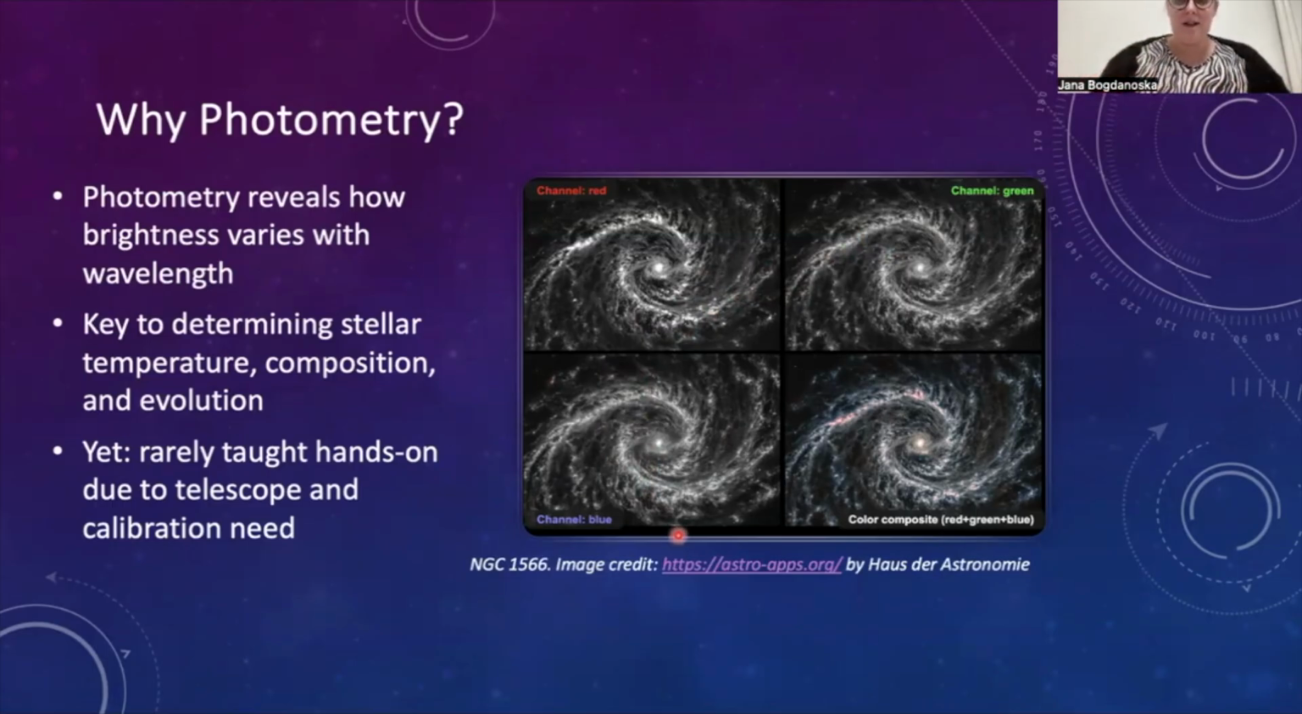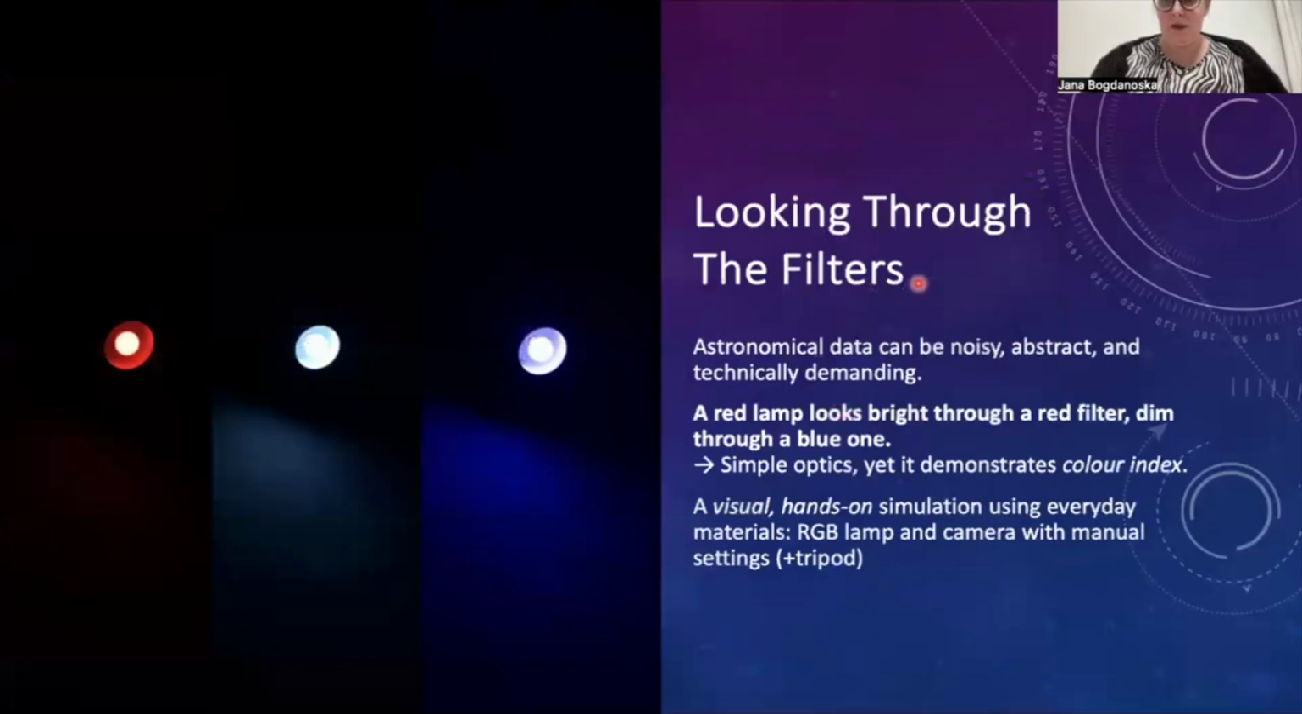So this means that the objects have something to tell us with the different colors, and it can help us to determine their temperature, composition, etc. This is something that is very connected to optics, but it's difficult to teach because to get to this point of having these pictures takes a lot of data reduction and telescope time, and it's very demanding and very data and software heavy. So what I propose here is a simple exercise where we just take the filters.